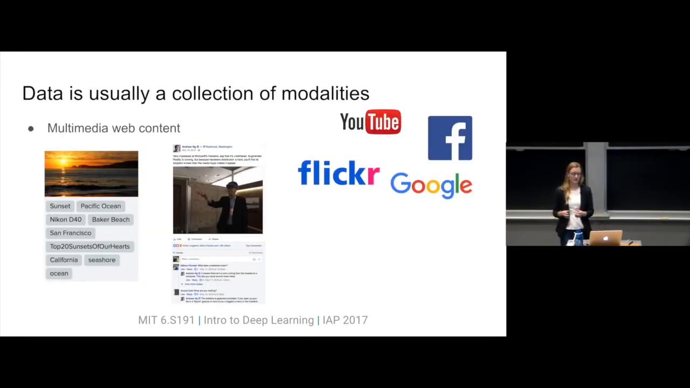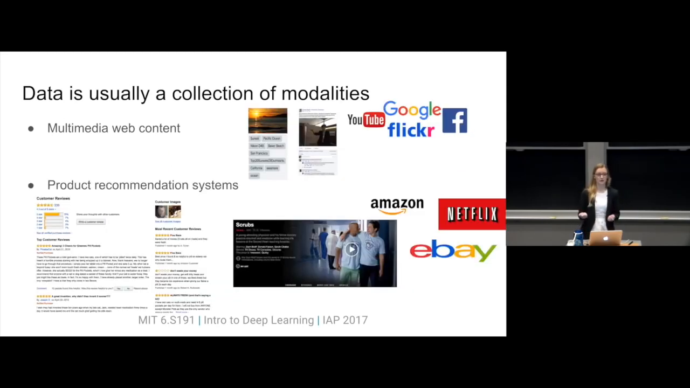Just to motivate this, most of the data we see in our daily lives is in multiple modalities at the same time. For example, on Facebook, you might see a post that has a text description, an image, as well as likes or comments. On Flickr, you might have an image that also has tags or a caption. You might have a product recommendation system like Netflix, where you've got the audio and video of the actual TV show, but you might also have really useful information in the description or in the user comments and ratings.